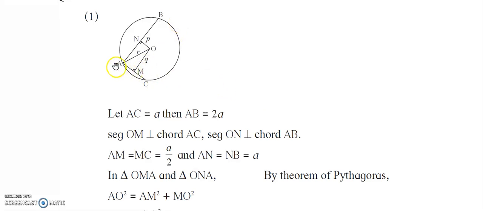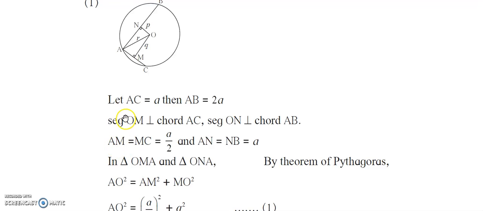Now these are the two chords AB and AC. AC is the smaller one, therefore let AC be equal to a. Then AB is equal to 2a. The smaller chord has a bigger distance, that is q. And the chord AB is at a distance of p. r is the radius. Now here, segment OM is perpendicular to chord AC, and ON is perpendicular to chord AB.